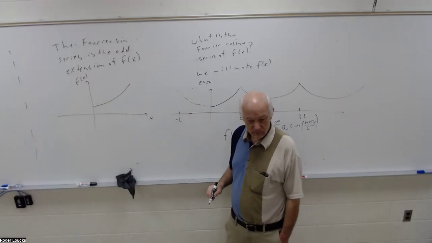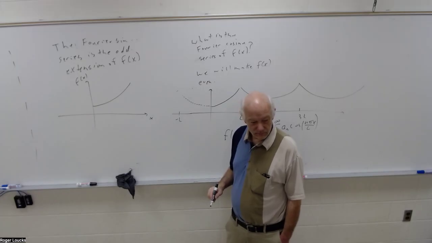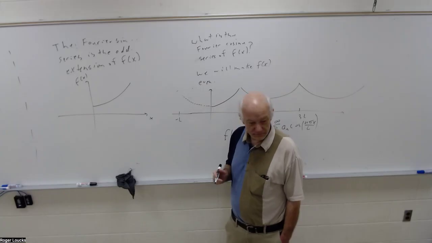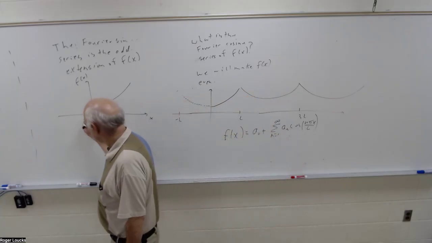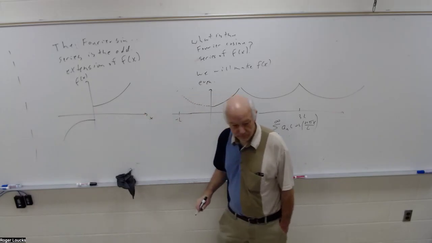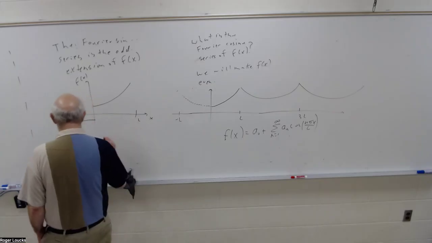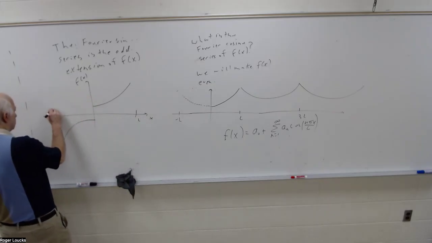So how's that look? f of x, if it's odd, would have to go like this. Okay, and then make the odd extension. So this is L. This is minus L.